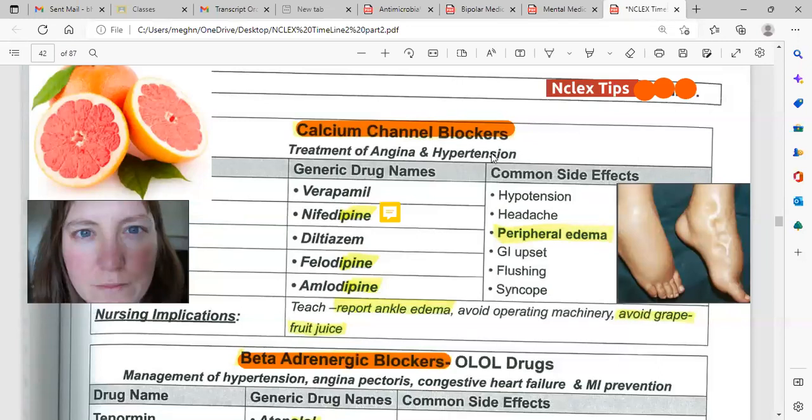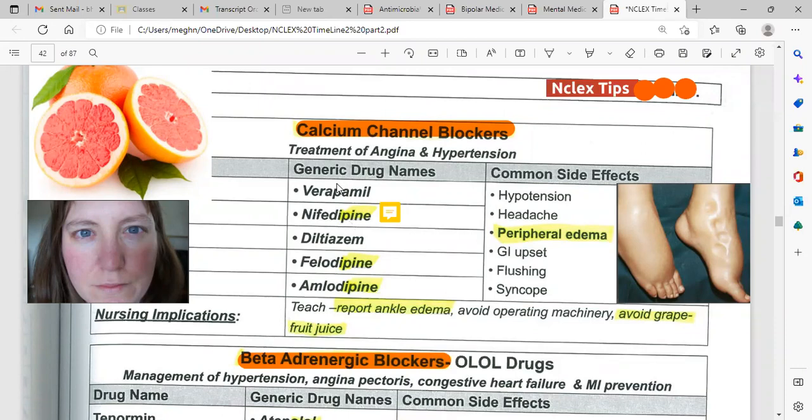So if any patient has high blood pressure and also angina or myocardial infarction, we can give them calcium channel blocker. The generic drug names are verapamil, nifedipine, diltiazem, felodipine, and amlodipine. If you read the name at the end of the medication, most of them end in PINE. Okay, so the most common examples are amlodipine, felodipine, nifedipine.